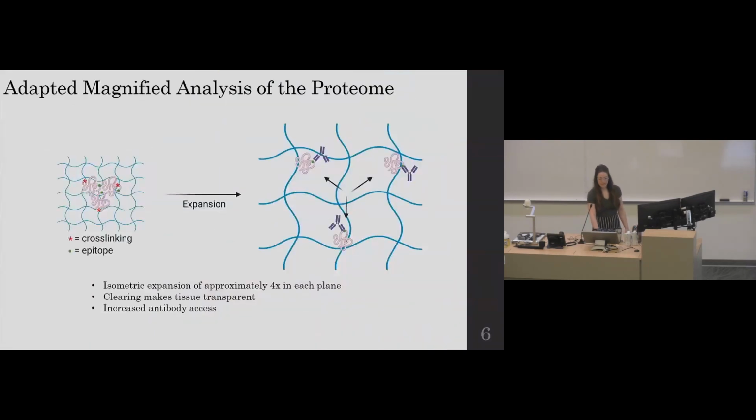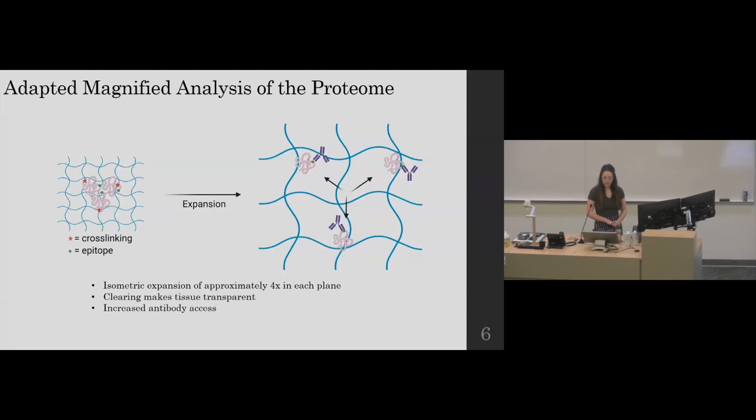So this is where an adapted version of magnified analysis of the proteome comes in. As I mentioned earlier, the excitatory synapse, particularly the postsynaptic density, is incredibly small and challenging to study. The small and dense nature of the structure provides multiple difficulties in its visualization. These include resolution as well as antibody accessibility.